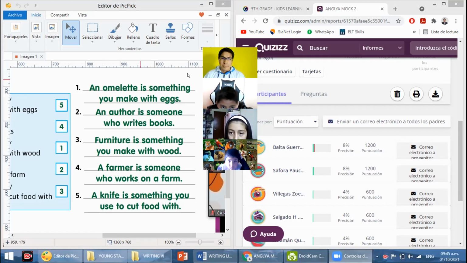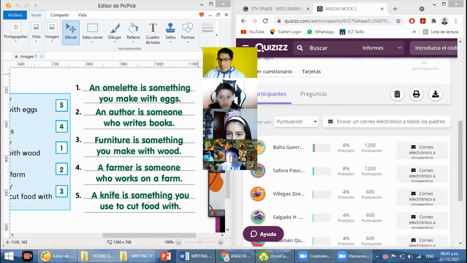Profesor, una pregunta. Yes, Fernanda. ¿Por qué acá dice a knife is something you use to cut food with? ¿Por qué with es al final? Ya, es gramaticalmente correcto. O sea, en inglés a veces vamos a utilizar de esta manera. To cut food with.